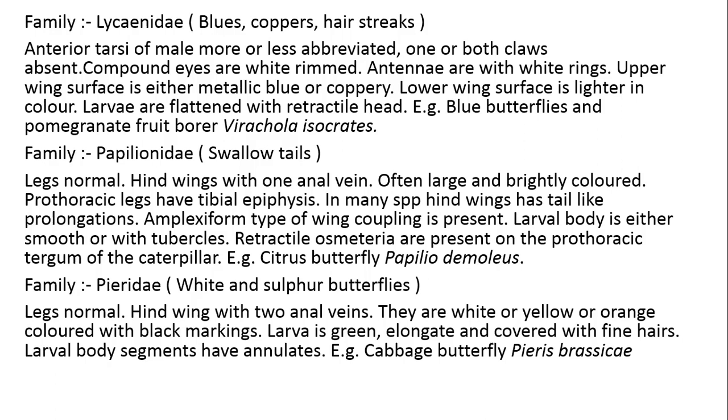Next family is the Pieridae, in which the white and sulfur butterflies are included. Legs of these butterflies are normal. Hind wings with two anal veins. They are white or yellow or orange colored with black marking. Larvae is green, elongate and covered with fine hairs. Larval body segments have annulets. Example is the cabbage butterfly, Pieris brassicae.